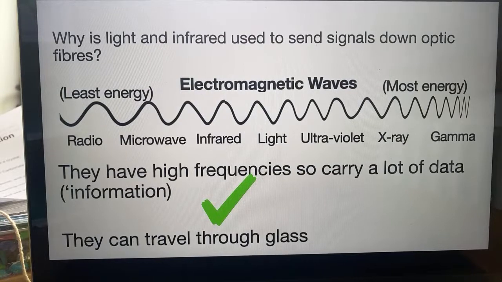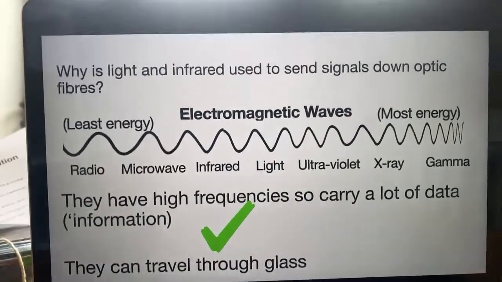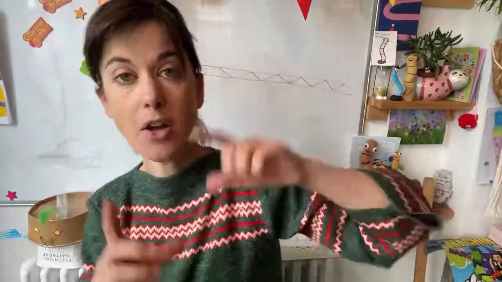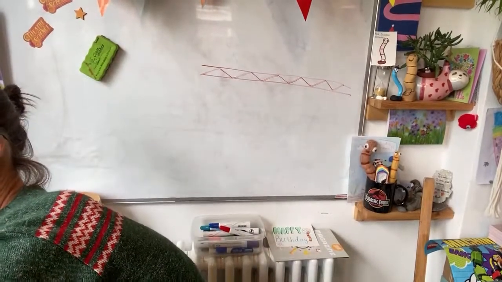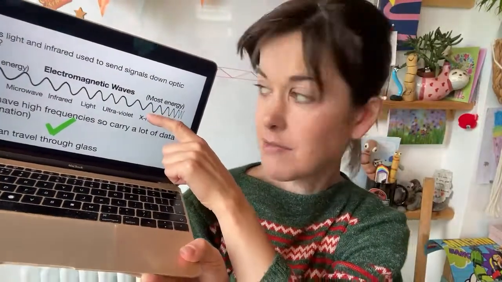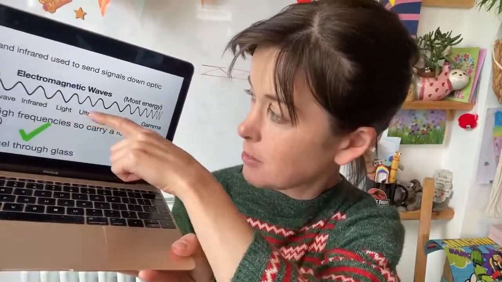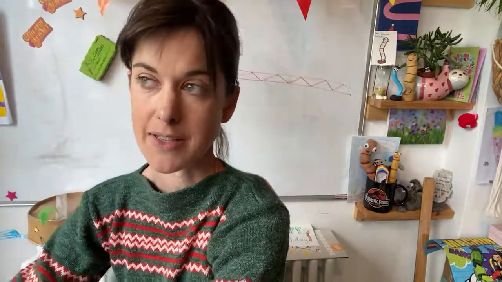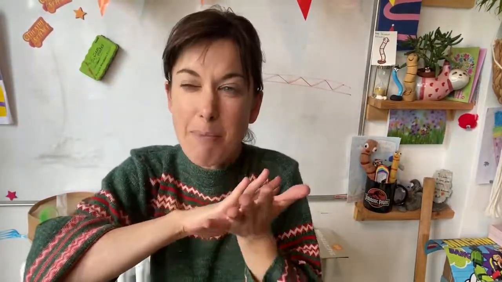Light and infrared are used in fibre optic cables. Ultraviolet can get blocked by glass. We have talked before about how there are some ultraviolet waves that have really high frequencies and some that have lower frequencies, right? The high frequency UV rays do get blocked by glass. The ones that actually burn your skin get blocked by glass, beg your pardon.